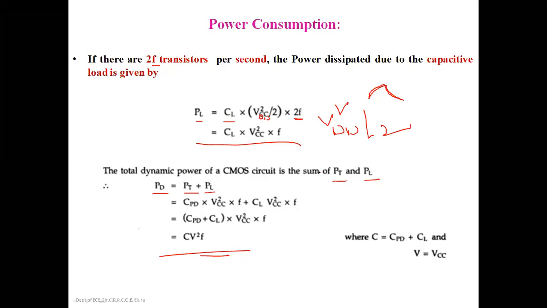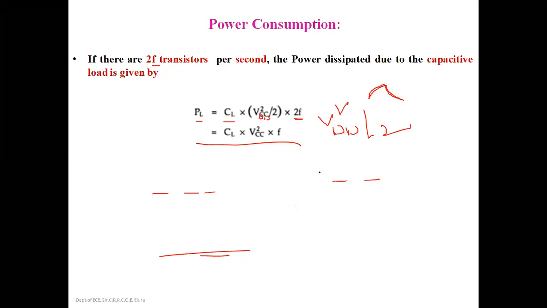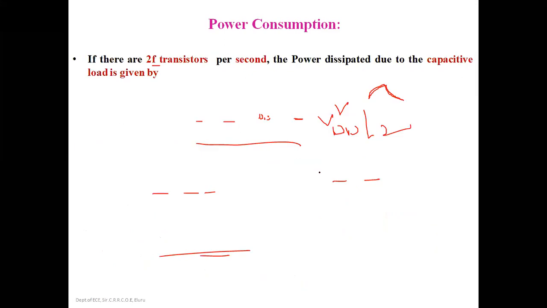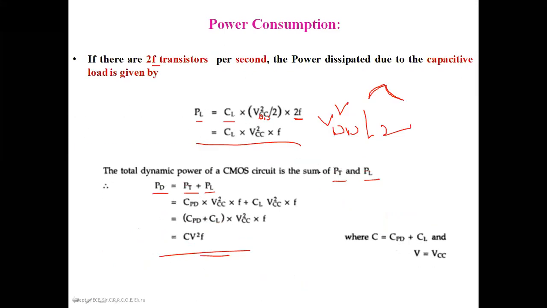So, in conclusion, the power consumption is because of two things. One is the power consumption due to the switching between the states, and the second one is the power consumption due to the capacitive load. That's why we have PT plus PL. So did you understand this power consumption of CMOS?